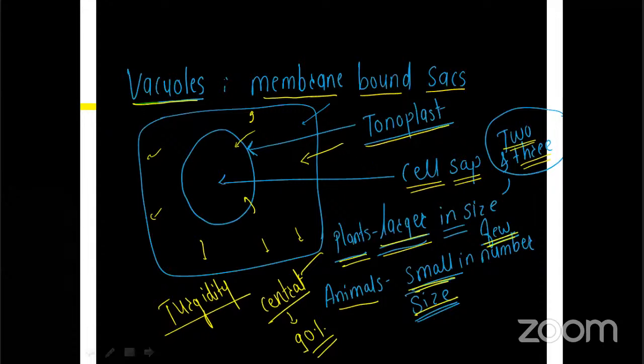Predominantly present in the plant cells. In animal cells, vacuoles are few in number and smaller in size.